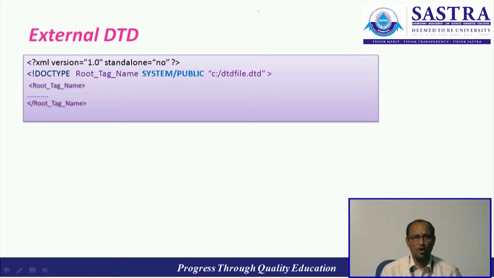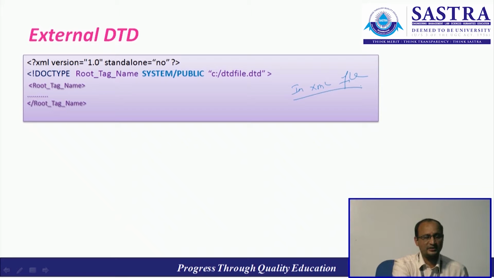Suppose we want to modify any of the elements in the XML document, then definitely we should make the same changes on the internal DTD. Otherwise, the XML document is not a valid one. Coming to external DTD, this is the way we have to create the pre-processing statement for including an external DTD in our XML document. We have to include this code in the XML document. It should be written in the XML file.